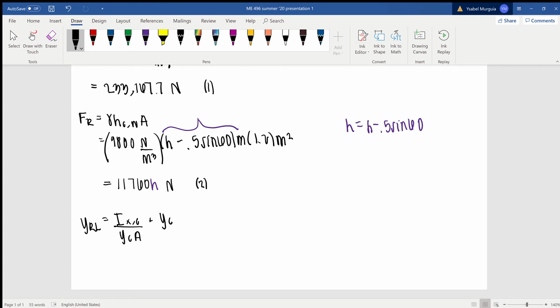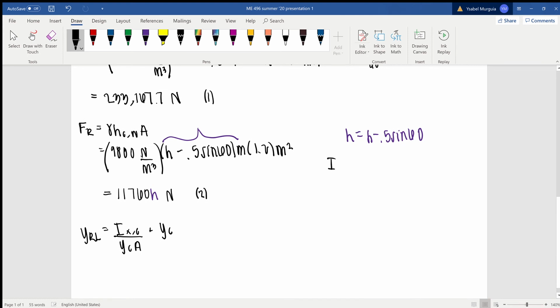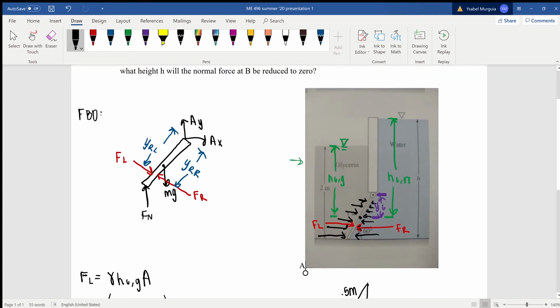Ix sub c I can solve for separately because it is going to be the same value for both of them, so I'm just going to solve it right here on the side. The moment of inertia about the centroid is going to be 1/12 the base times the height cubed. In this case, we are going to have to use sine theta because we do have this angle of 60 degrees. Let's scroll up. This angle of 60 degrees right here.